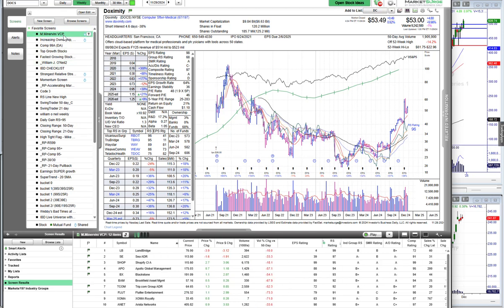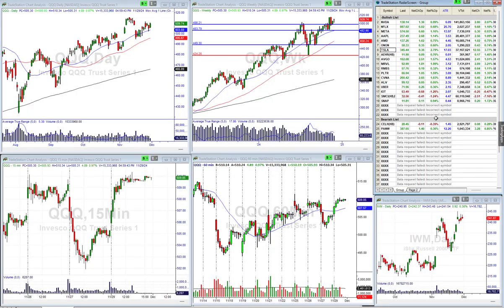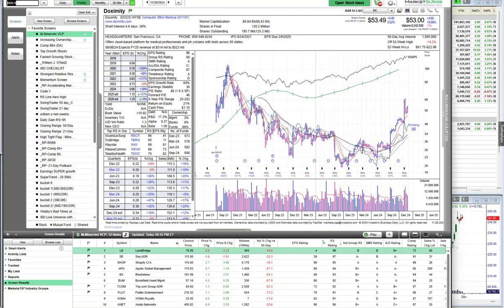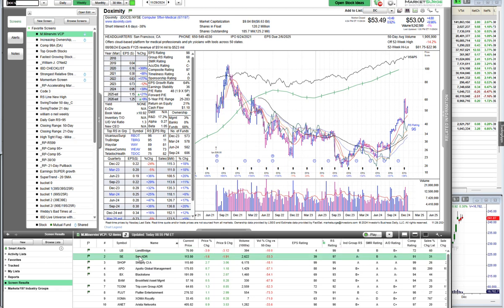If you click on Mark Minervini, it's going to pull up everything under the Mark Minervini scan, and I can start scanning these real quick. Usually I start with the weekly chart and then go to the daily chart. But what I really do is scan here, then copy it onto my TradeStation, and look at multiple time frames. That's what I do. This is how I scan for these.